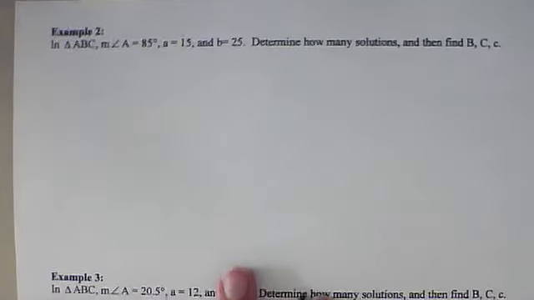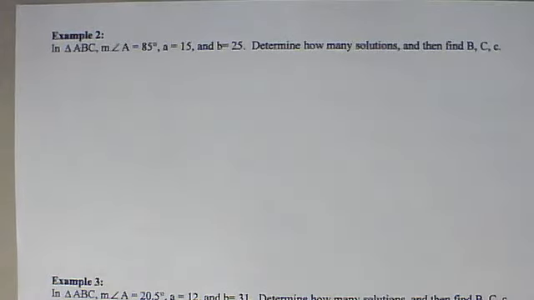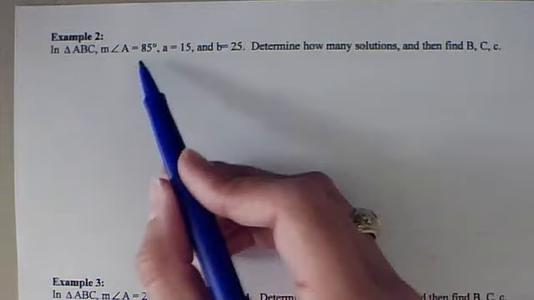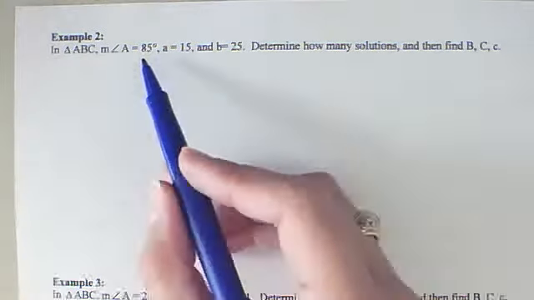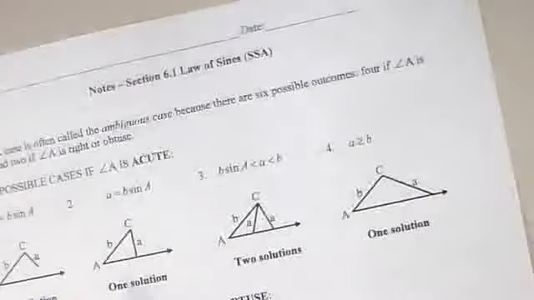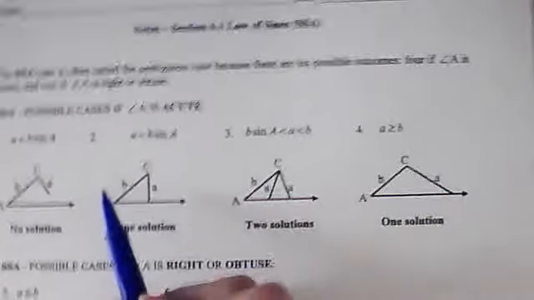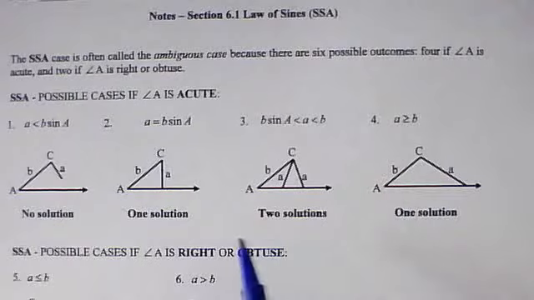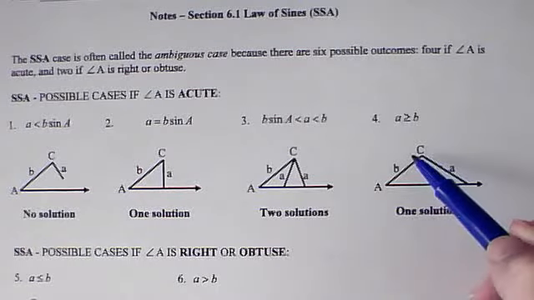Example 2. In triangle ABC, measure angle A is 85 degrees, side a is 15, and side b is 25. Determine how many solutions, then find B, C, and little c. Okay, in this case, b is larger than a. Angle A is again acute, smaller than 90 degrees, so we're going to go on to our flip side. It's acute. b is larger than a. All right, so it's not one solution. We know that for sure.